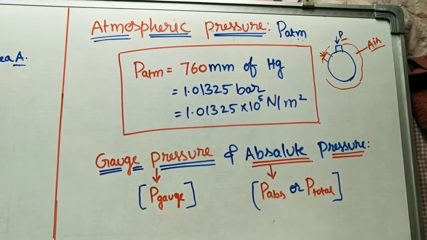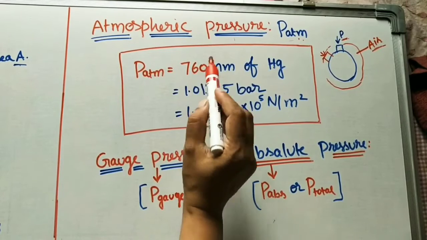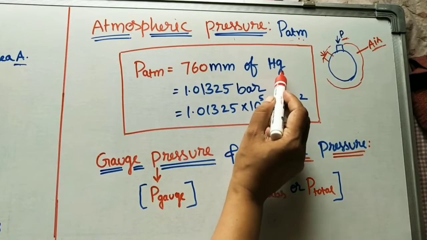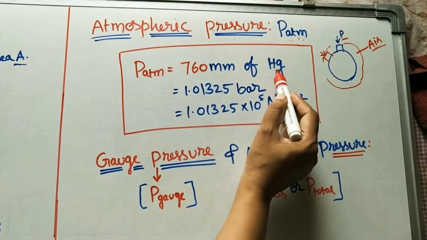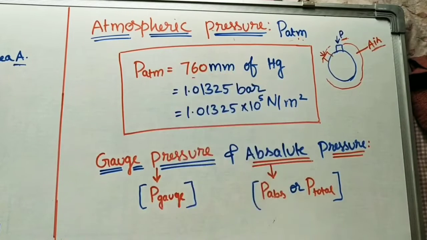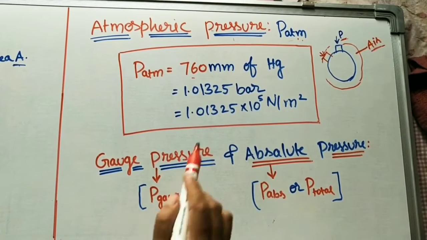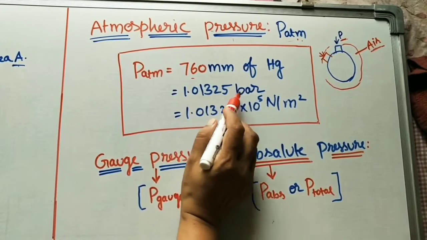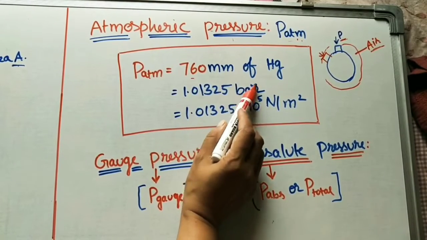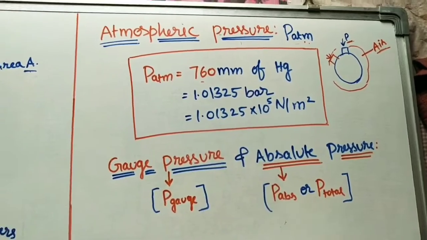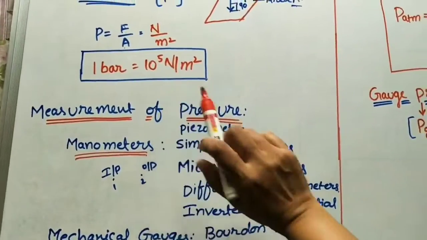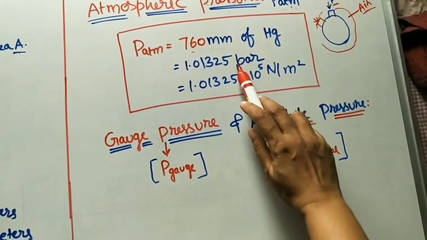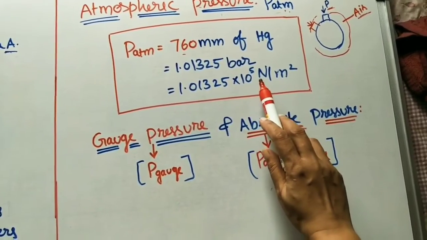This pressure has a constant value, 760 mm of Hg. By using the mercury column, they find the height of the mercury is 760 mm. Otherwise, in terms of bar, this value is 1.01325 bar. As I told just now, instead of bar we can take 1 bar equal to 10 power 5 Newton per meter square. Here I have written 10 power 5 Newton per meter square instead of bar.